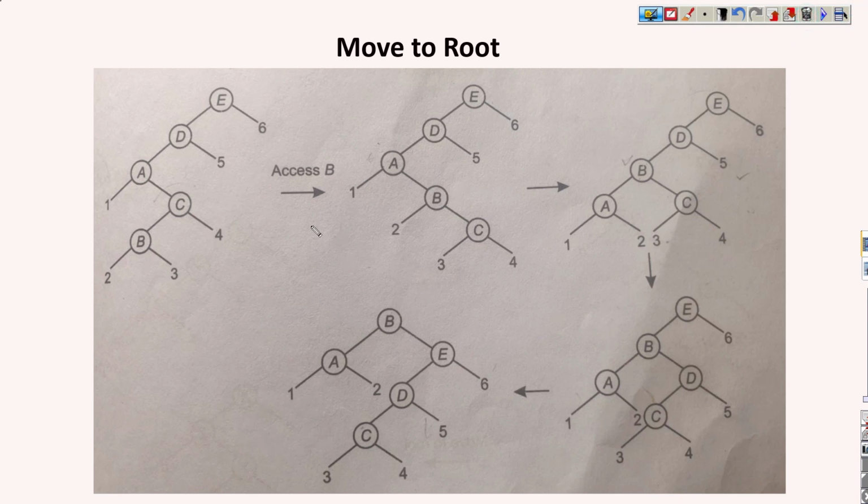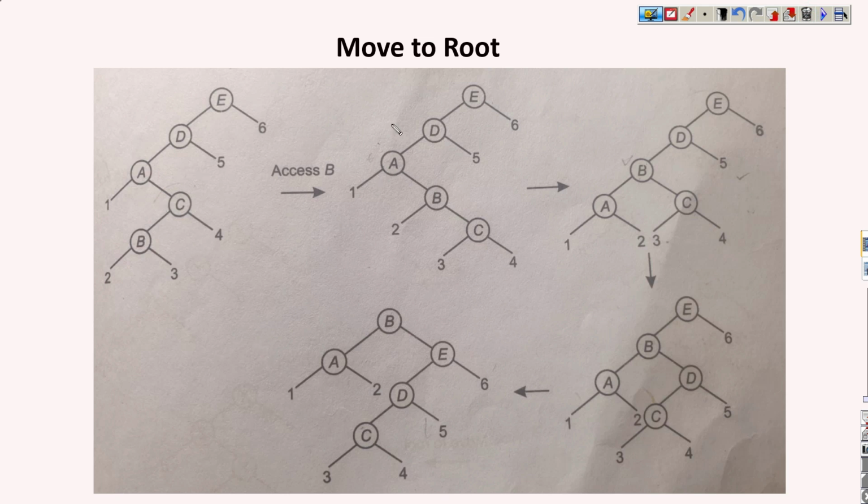Also, we need to see one thing: if we say move to root operation, here we are trying to move towards the root one step at a time. Means if we want to make B the root, then first we will move B to C, then we will go from here to here, then from here to here, and then from here to here. That means you are doing a series of 4 operations. But when we do splaying, splaying will require 2 operations. So it will go directly from this position to A, and from A it directly goes to E.